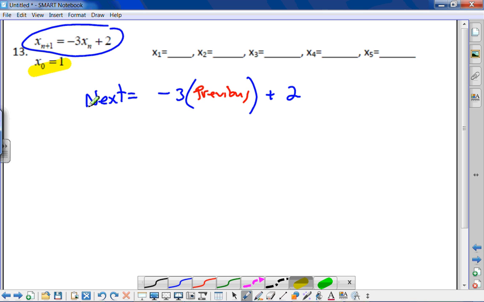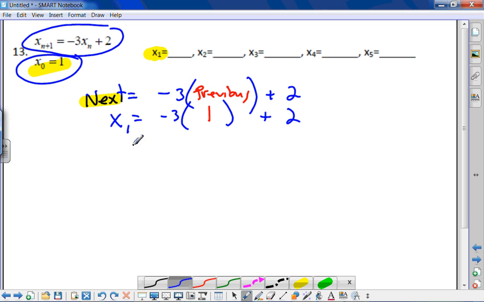So to find the very next term, which will be x sub 1, we'll do negative 3 times the previous term, which is 1, plus 2. So the first iteration is negative 3 plus 2, which is negative 1.